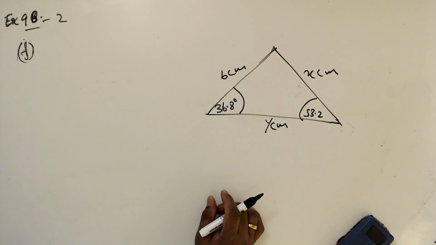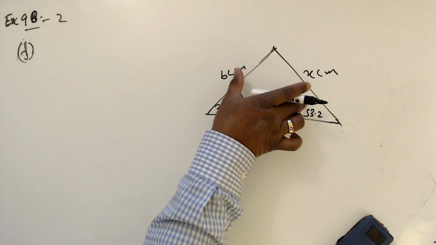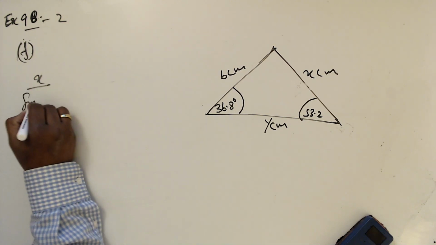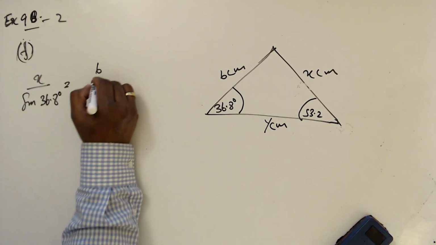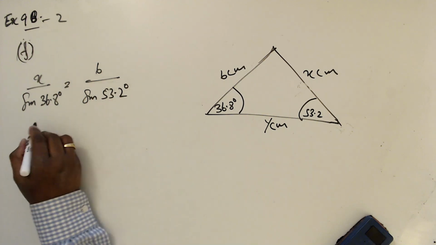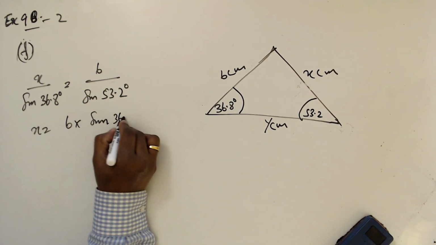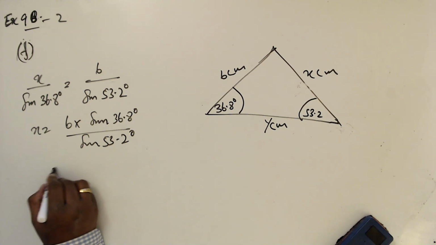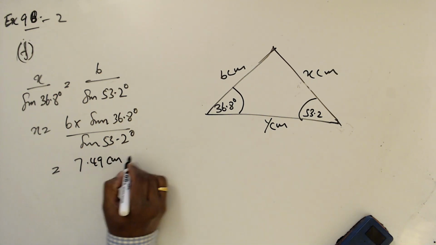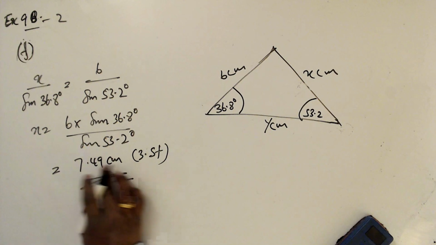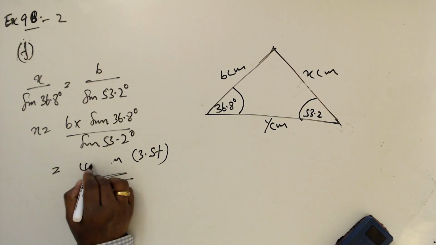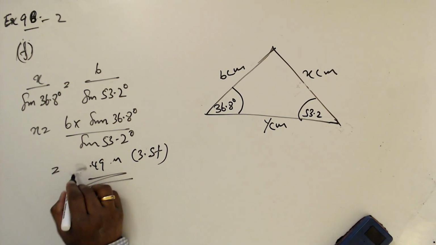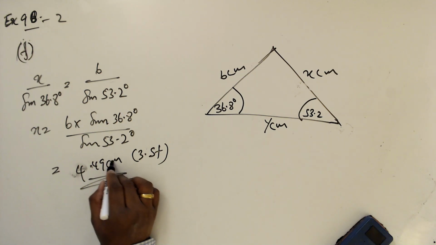Question number F. This pair, one pair I know. When you consider this pair only, I don't know x, so I can find x over sine 36.8 equals 6 over sine 53.2. So x equals 6 times sine 36.8 over sine 53.2, which is 4.49 centimeters to 3 SF.